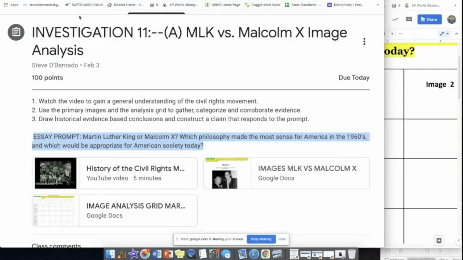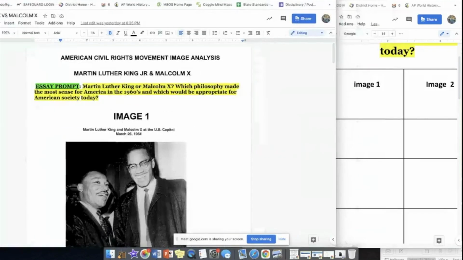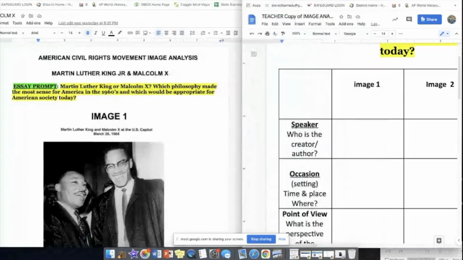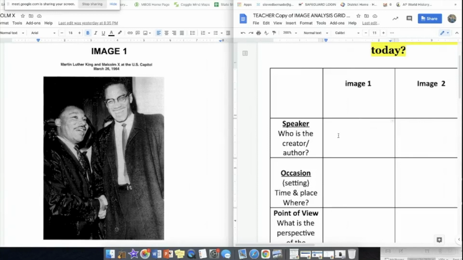So everybody open up your grid. We're going to split screen now, and we're going to go side by side with Mr. D. This is the 11th time this year that we're doing this. We should be able to do this with speed and accuracy. Let's go. Image number one.